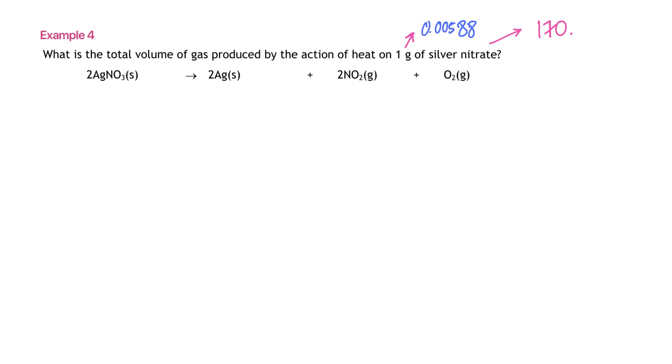All right, here's a new question. It's trying to ask what is the total volume of gas produced by the action of heat in 1 gram of silver nitrate. Now this is the first question you're introduced to where they're trying to trick you. Appearances can be deceptive is exactly what's going on.